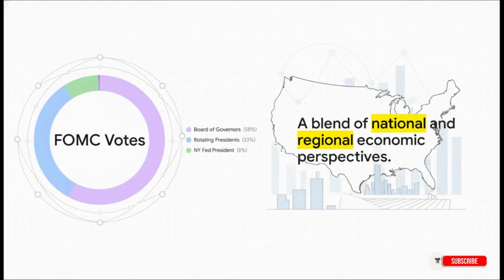So who actually has the power here? It really comes down to this 12-person committee, the FOMC. The 7 governors from Washington, they always get a vote. The president of the New York Fed, because, Wall Street, also gets a permanent vote. Then the last 4 votes rotate every year among the other 11 regional bank presidents. This whole setup is designed to balance that national, D.C. perspective with what's actually happening on the ground across the country.